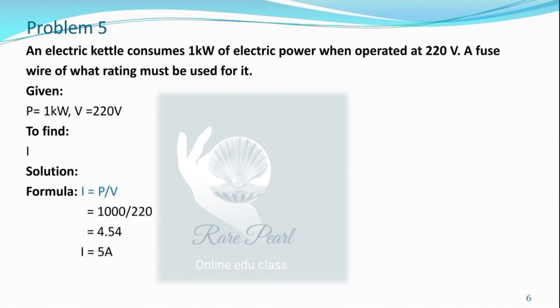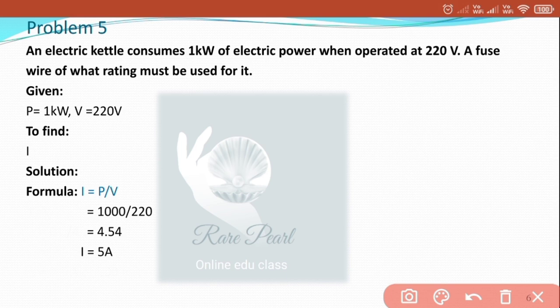The next problem: an electric kettle consumes 1 kilowatt of electric power when operated at 220 volt. A fuse wire of what watt rating must be used for it? So here the given data: power is given, 1 kilowatt, and voltage is given. We need to find fuse rating. Fuse rating means we need to find the current.